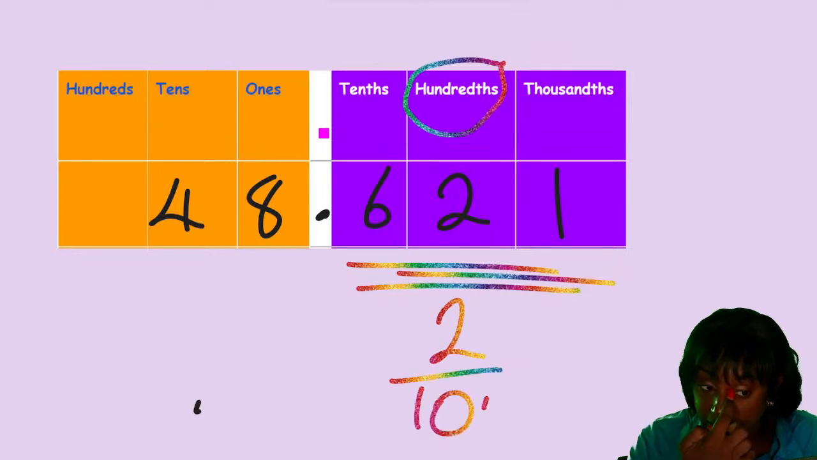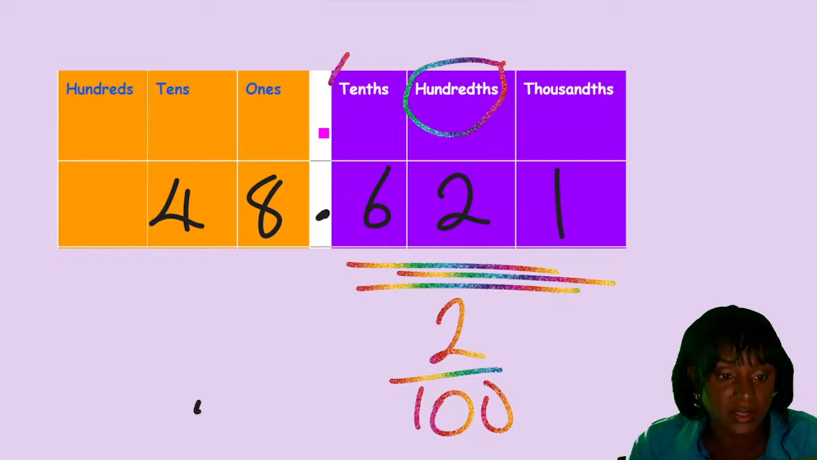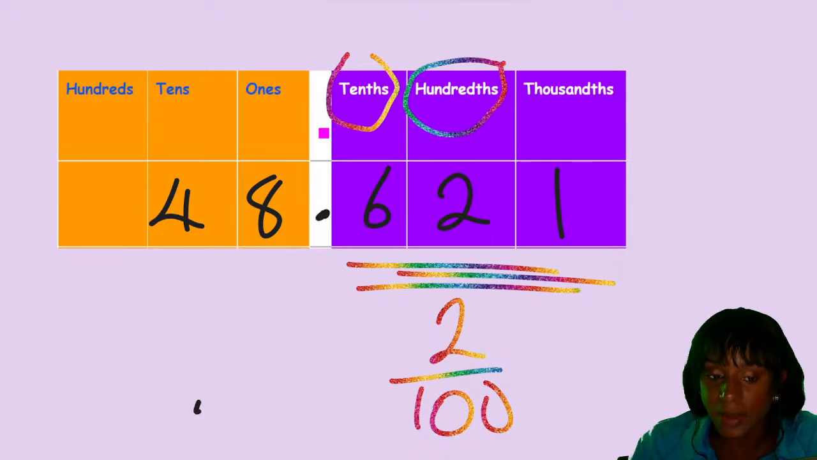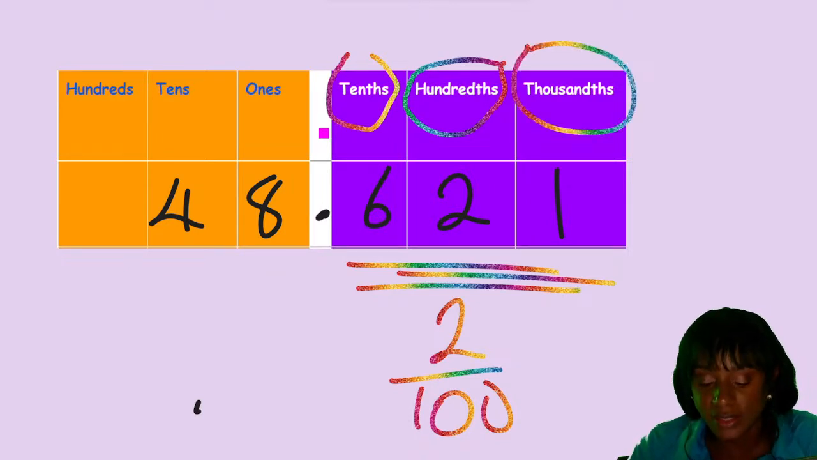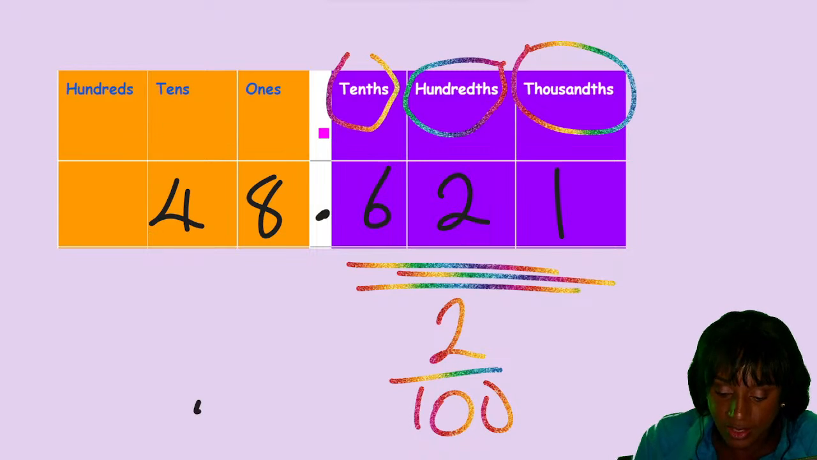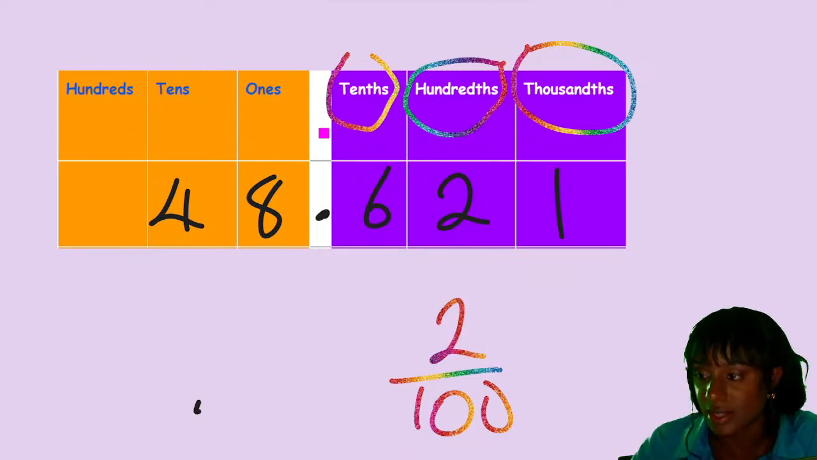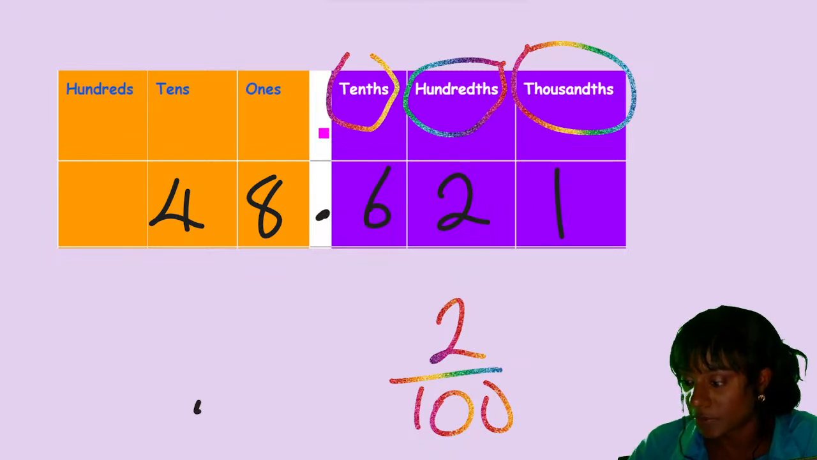So the first place after the decimal point is your tenths place. The next place is your hundredths. And the next place would be your thousandths. Could you all type in the chat for me, what is the value of the digit 6 in this number? Type your answer in the chat for me, please.